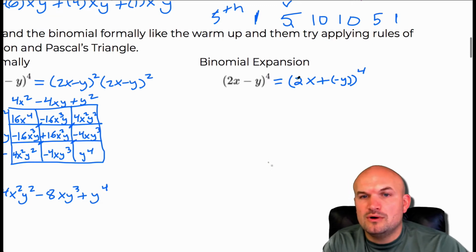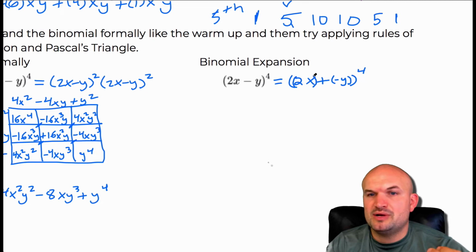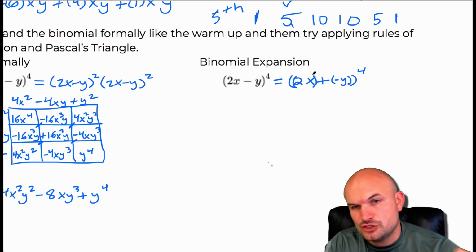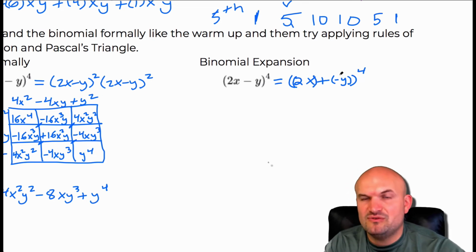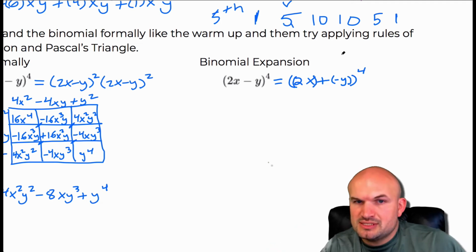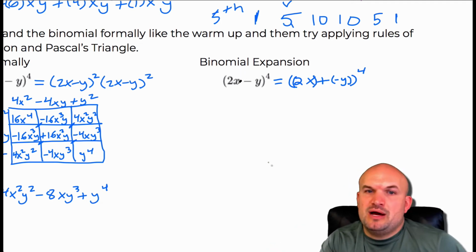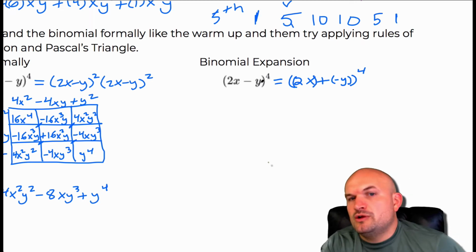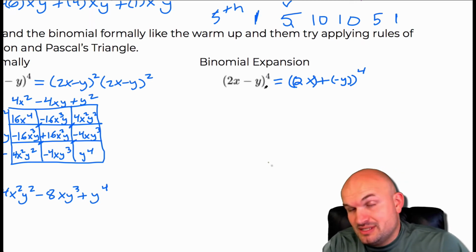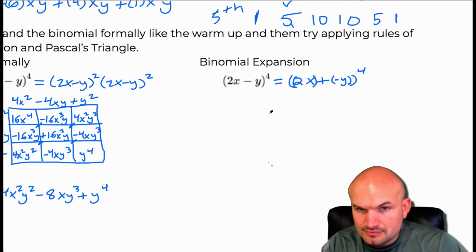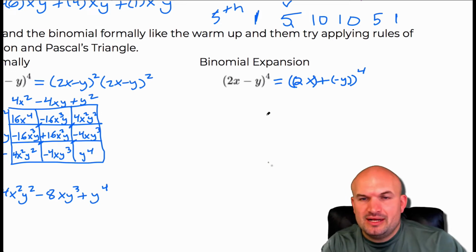Actually, I'll put both these terms in parentheses. The reason I'm putting them both in parentheses is that now you can think about this as 2x, and this is negative y. Remember, these are terms, because some of the things I see students make mistakes on is they'll only raise the x to the power. They won't raise the 2. Or they'll only raise the y, not the negative y, because again, this is a negative y. So it's very important to think about it in that way.